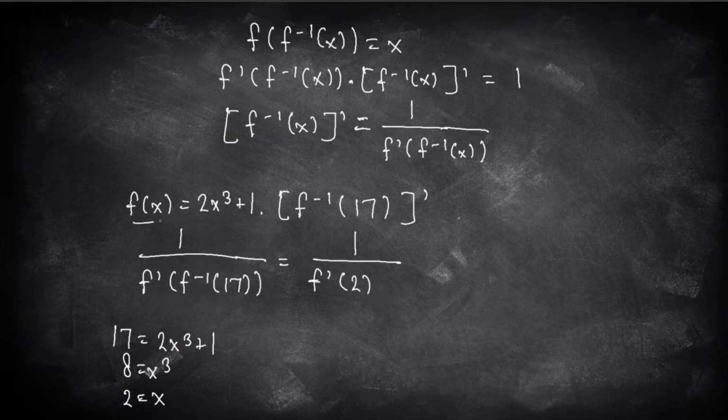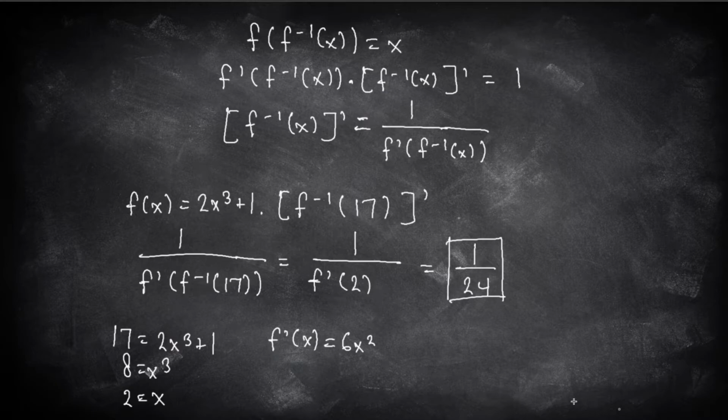Well, we could find the derivative of this pretty easily. The derivative of 2x cubed is 3 times 2 is 6, and then 3 minus 1 is 2, and the derivative of a constant is 0, so we don't have to worry about it. Now we plug in 2 in here. 2 squared is 4, 6 times 4 is 24. So that means our derivative is 1 over 24, or basically the slope at 17 for our inverse function is 1 over 24.